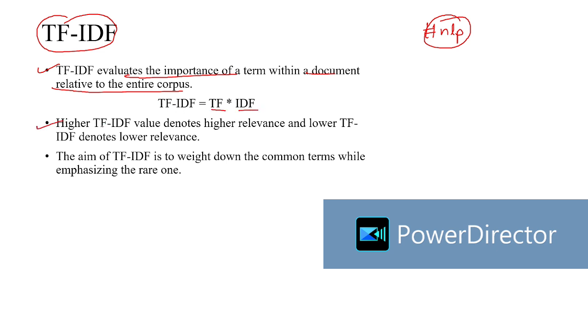A higher TF-IDF value denotes higher relevance. If our TF-IDF value is higher, there is higher relevancy of that term, and a lower TF-IDF value denotes lower relevancy.